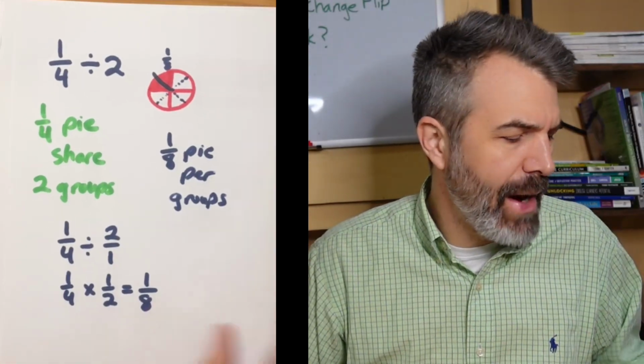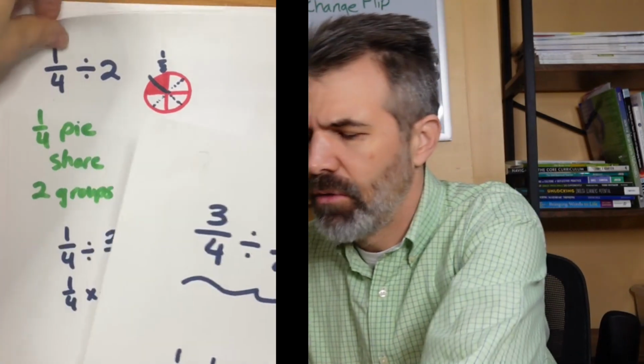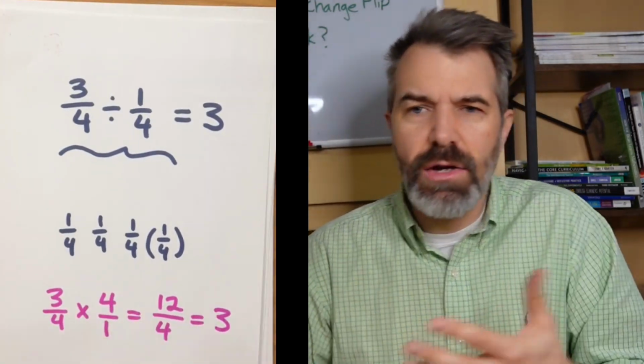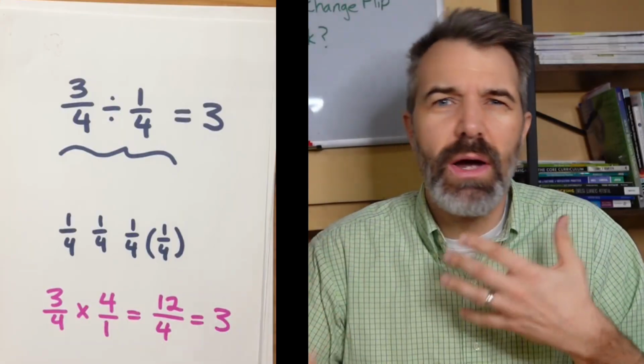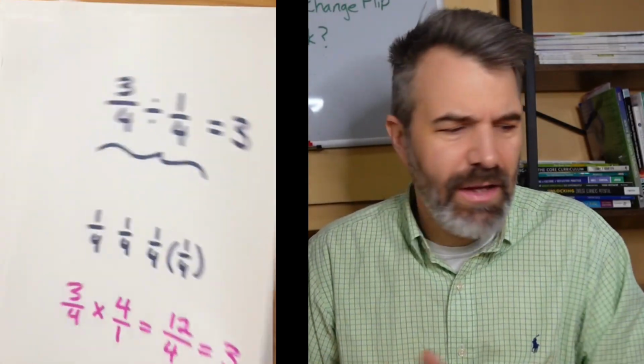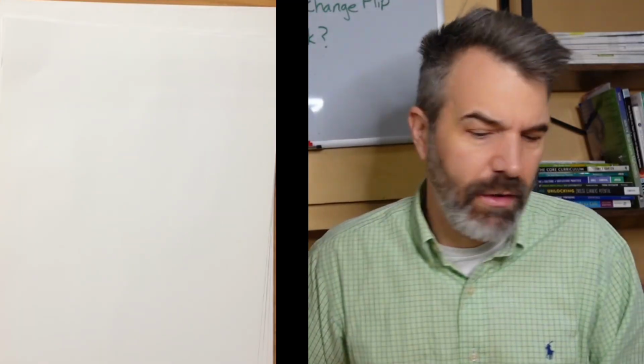Again, what I'm trying to get back to, if we don't remember, is what's happening over here, and where does that 12 come from? Why do I do keep, change, flip? Why do I divide by a fraction by multiplying by its reciprocal? I'm trying to make sense of this, and so far I'm seeing that it works. I'm still not quite sure why it works yet, though.